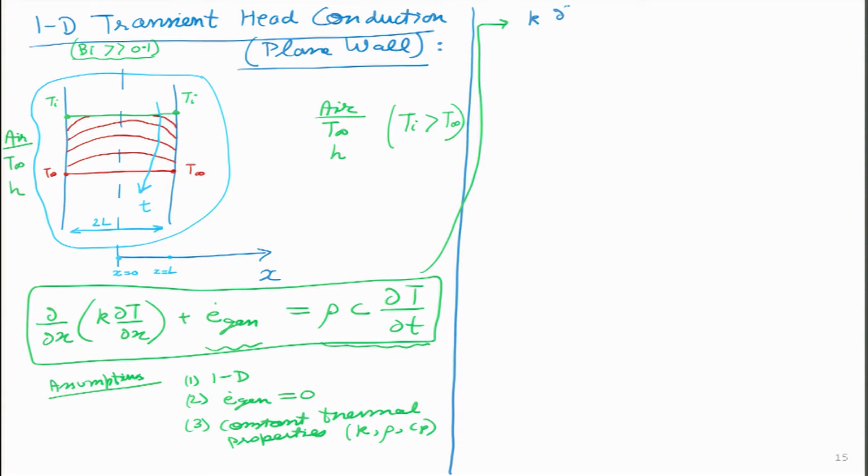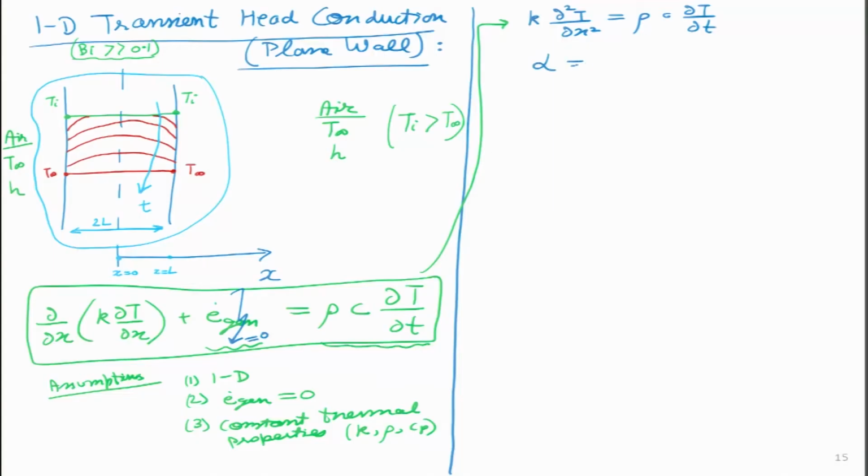So, I can write it like this: E dot gen will become 0 because there is no energy generation taking place. So, this simply becomes rho C del T by del t. Now, what we are going to do is make use of thermal diffusivity alpha. If you remember 2 lectures back, we have defined alpha as K over rho Cp, and the units for this are meter squared per second. So, this is thermal diffusivity.